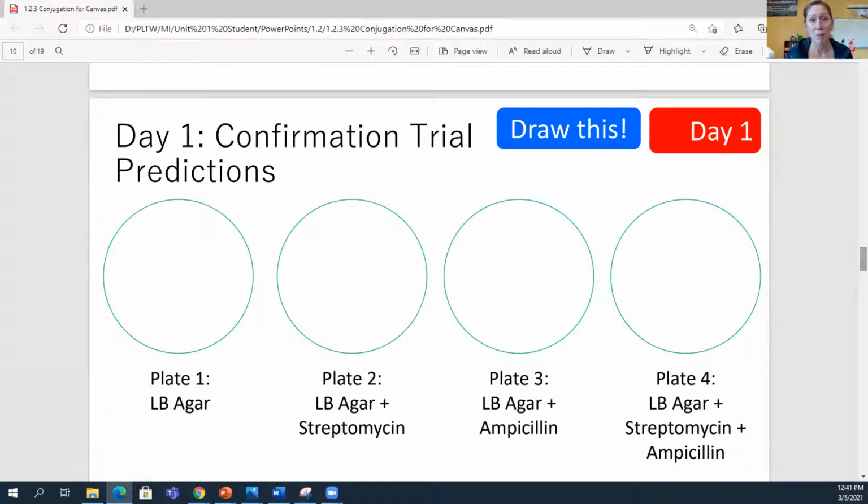Okay, so here is what you need to do for day 1. On day 1, again, the purpose of our experiment is to confirm that the bacteria do what we were told that they would do. And that is that E. coli 1 is streptomycin resistant and E. coli 2 is ampicillin resistant.